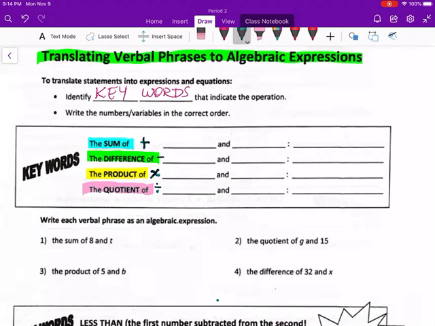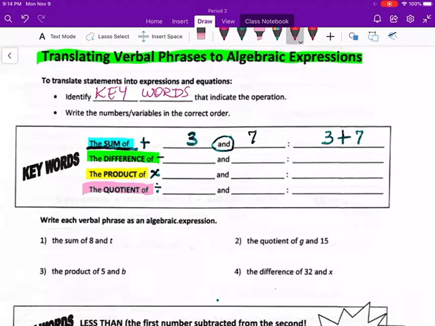Okay, so those are the 4 keywords: the sum, the addition; the difference, the subtraction; the product, the multiplication; the quotient, the division. So for example, if it says the sum of 3 and 7, you write it 3 and 7. That's how you translate it. The word and, whenever you see the word and, that's where you put the keyword. Okay, so you identify the keyword and then you write the numbers and variables in the correct order.